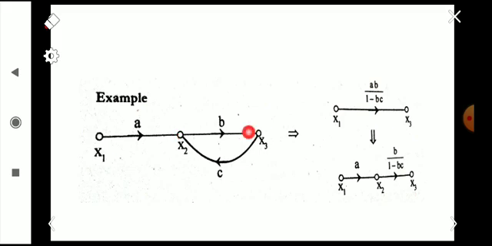As you have seen in block diagram reduction, here also you can see feedback loops. This is the forward gain b, and this is the feedback gain c. We know that a feedback loop can be replaced by an equation. We have already learned that for a negative feedback loop the equation is g by 1 plus gh, and for a positive feedback loop it is g by 1 minus gh. Here the feedback gain is c, and there is no negative sign, so it is a positive feedback. So the equation will be b by 1 minus bc.